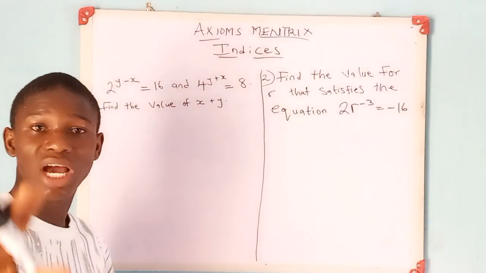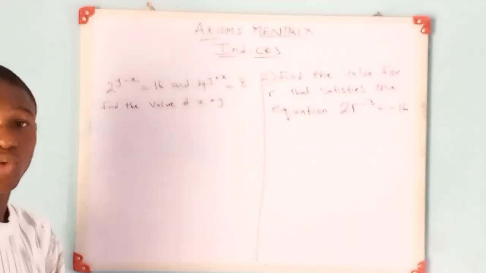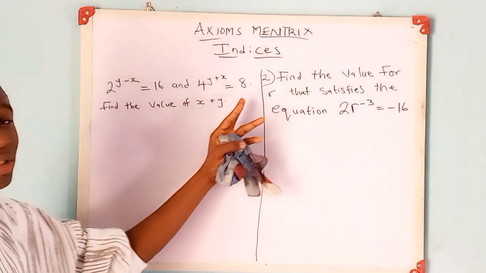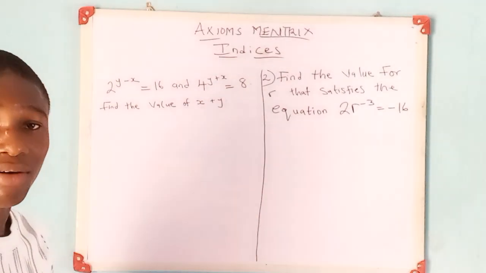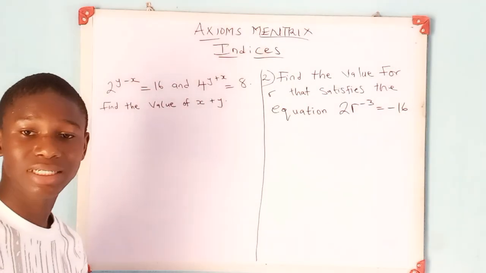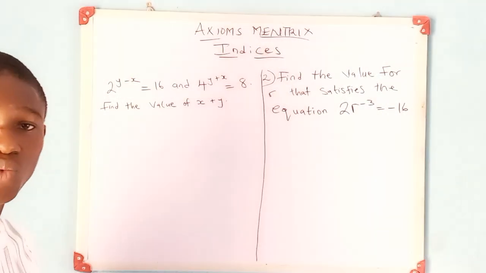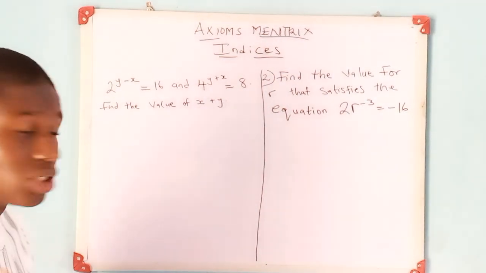Now, if you look at the question we have on the board, it says 2 raised to the power of y minus x is equal to 16, then 4 raised to the power of y plus x is equal to 8. The question says find the value of x plus y. So we are going to be solving this real quick. Firstly, we want to look for the value of x and y, so as to enable us to join it together.